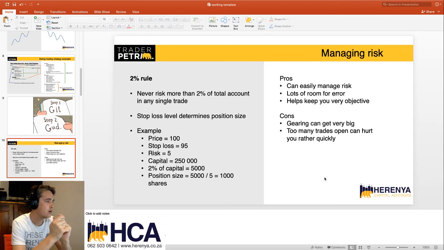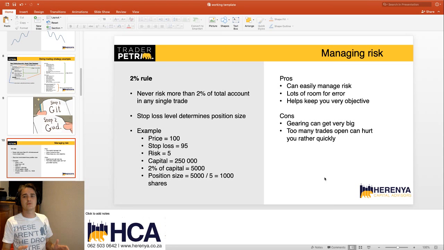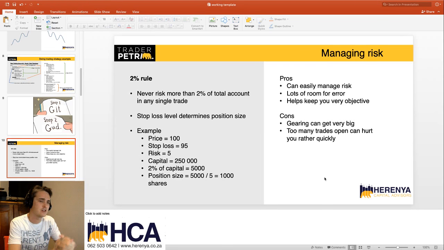The cons are your gearing can get way too big. I'm not really sure how to explain this. The easiest way is to say, if you have, for example, 10 trades open, and each one of them uses the 2% or the 1% rule, okay? So, rands and cents, how many trades do you have open as a maximum? Do you have a rule that limits the number of trades you have open? Because you could take, for example, at 1%, let's say you've got 9 or 10 trades open at a time.